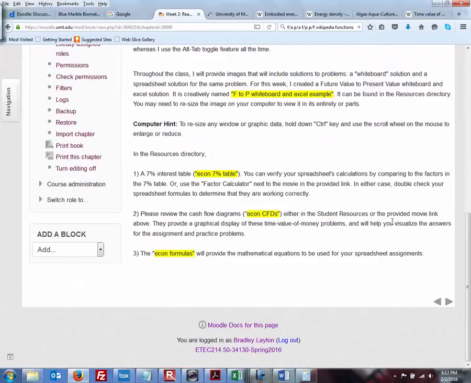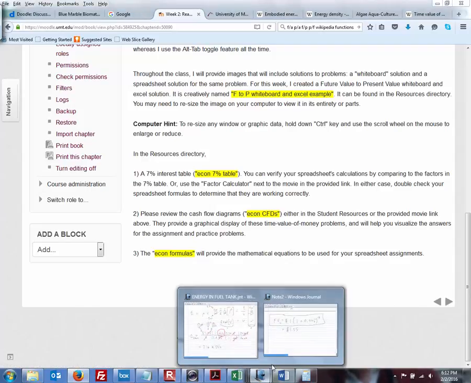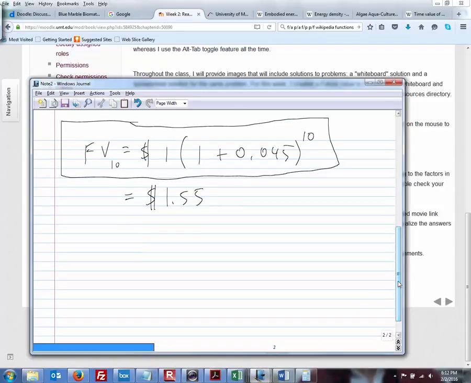Computer hint. Cash flow diagrams. These are kind of cool to look at. One thing in terms of the cash flow diagrams, you'll see a timeline with 0, 1, 2, 3, 4, 5, 6, 7, 8, 9, 10. This will be super simple.